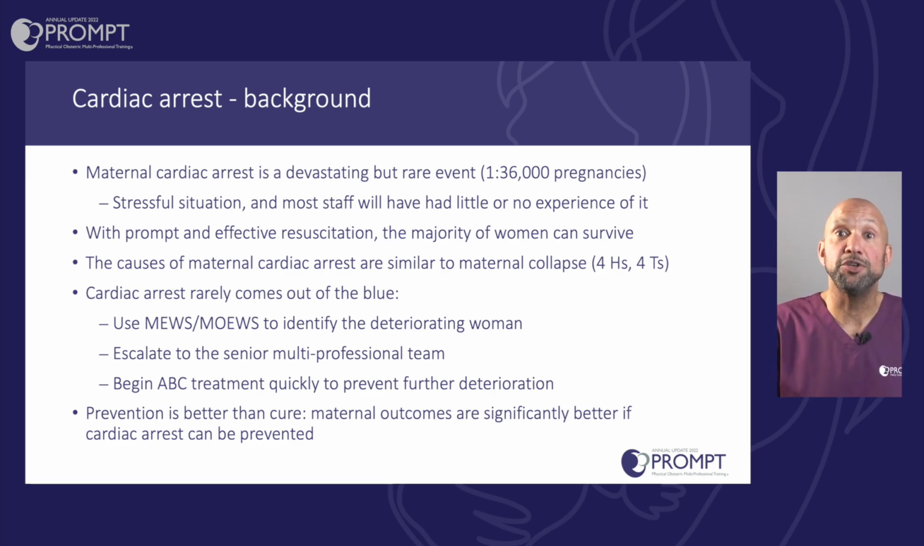So definitely you want to use your maternity early warning score or your modified obstetric early warning score to identify any deteriorating woman, and this will allow you to escalate to the senior multi-professional team. You want to really begin your ABC-based treatment quickly to prevent further deterioration, because we're trying to prevent the woman going into cardiac arrest in the first place. Prevention is better than cure. And the maternal outcomes will be better if we can avoid the woman going into cardiac arrest in the first place.